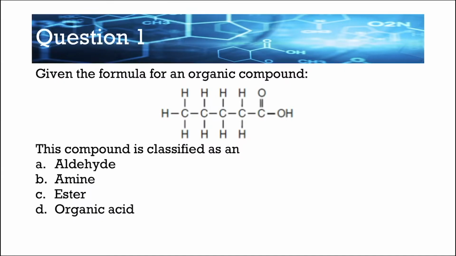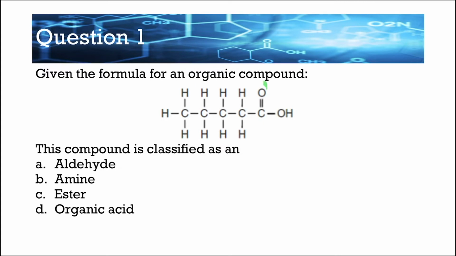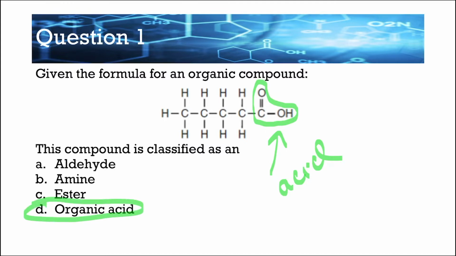So let's get started. Number 1, it says, given the formula for an organic compound, this is classified as, again, you need to find your functional group. So table R, I believe, is the functional group table. And so here you want to find something that matches exactly. And the more practice you do, the easier it will become. But that right there is your functional group. And that is the organic acid. And that makes answer choice D your answer. It's not asking for names, just want you to find what functional group is there.